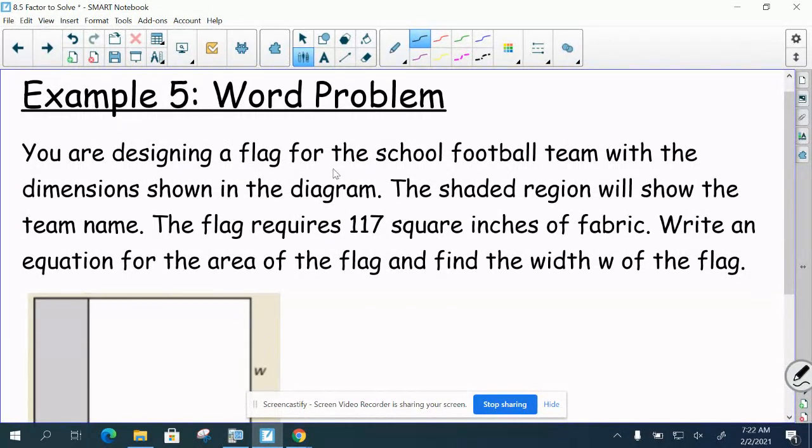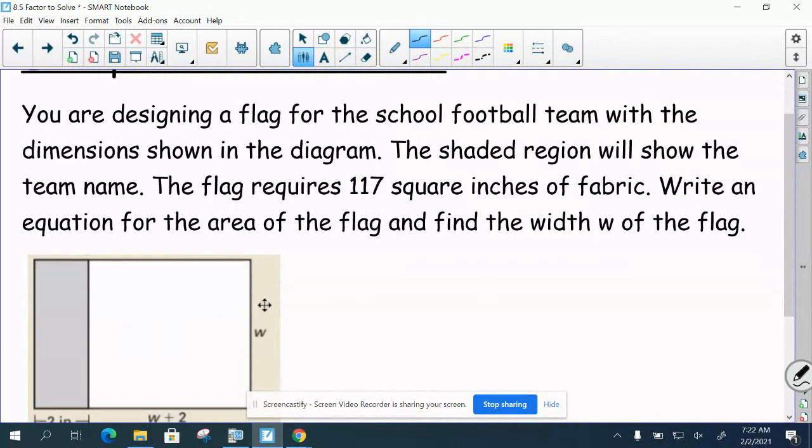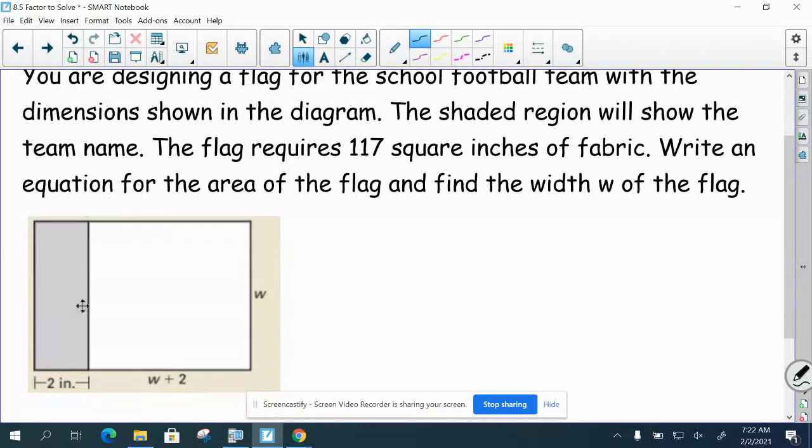So you're designing a flag for the school football team with the dimensions shown in the diagram. The shaded region, so this part here, will show the team name. The flag requires 117 square inches of fabric. Write an equation for the area of the flag and find the width of the flag. All right, so area is length times width. Our length is going to be 2 plus w plus 2, which the whole thing would be w plus 4. And then the width would be w.